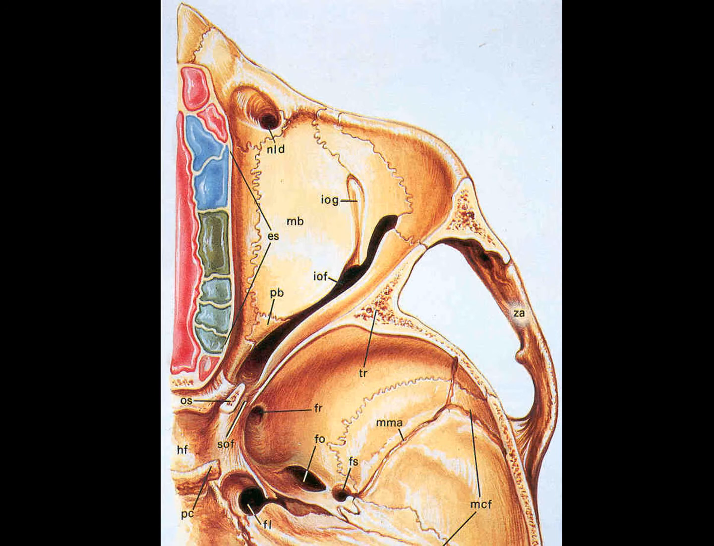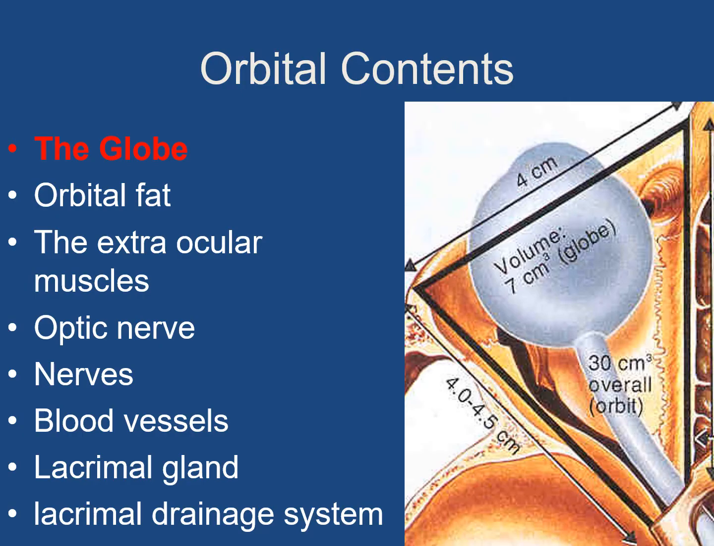In the orbital floor, there is inferior orbital fissure, where the infraorbital nerve and vessels lie. The fissure becomes a groove, then a canal. Fractures of the orbital floor will result in numbness over the cheek. The overall orbital volume is 30 cubic centimeters. The volume of the globe is just 7 cubic centimeters.